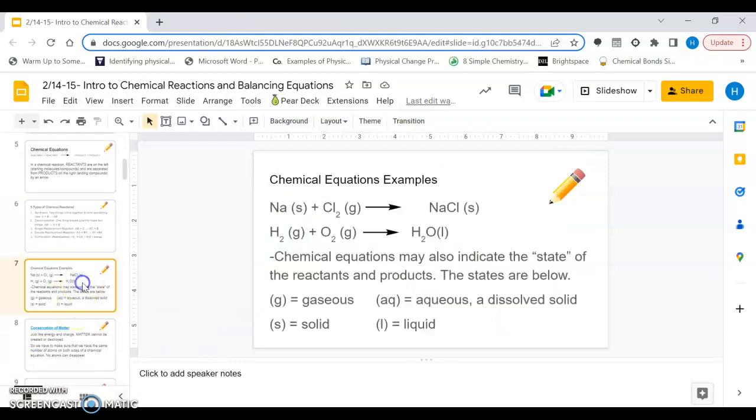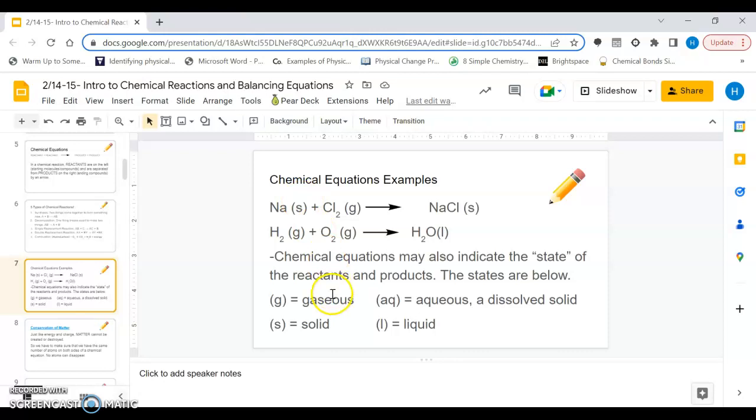Onward. So, a couple examples here. We've got solid sodium metal plus chlorine gas, producing NaCl, table salt. Here we've got hydrogen gas and oxygen gas producing water. One of the important things about equations is a lot of times they'll tell you the state, and that's a clue about what's going on. And so these states are important.